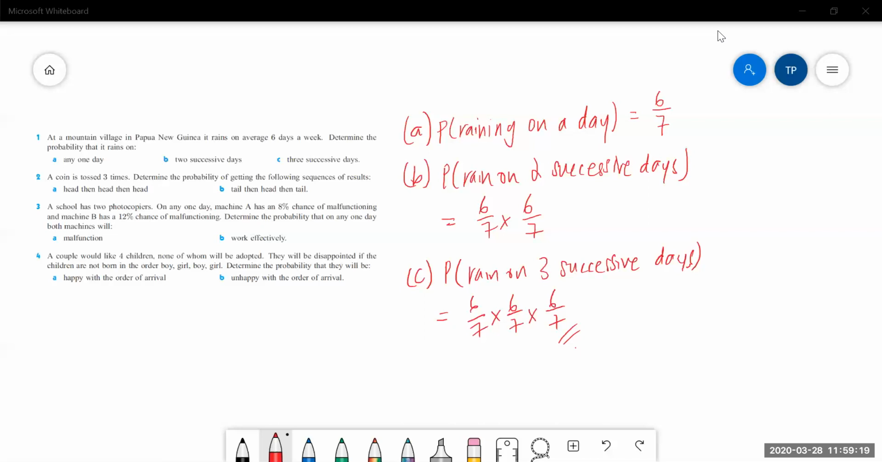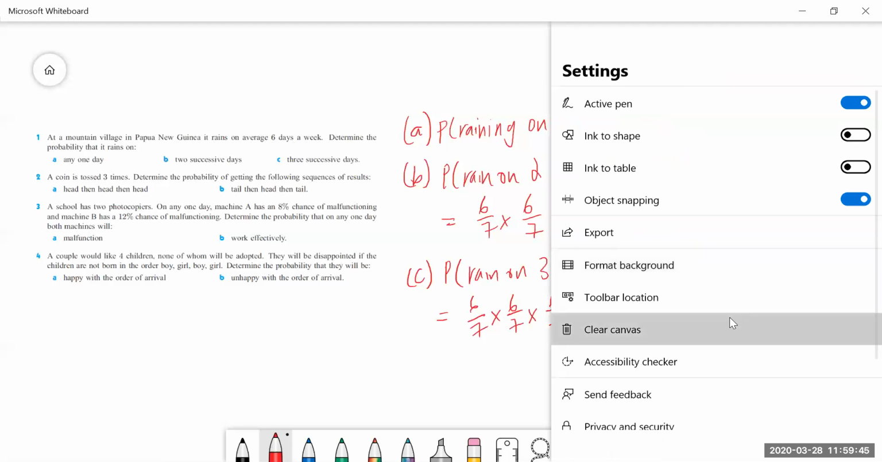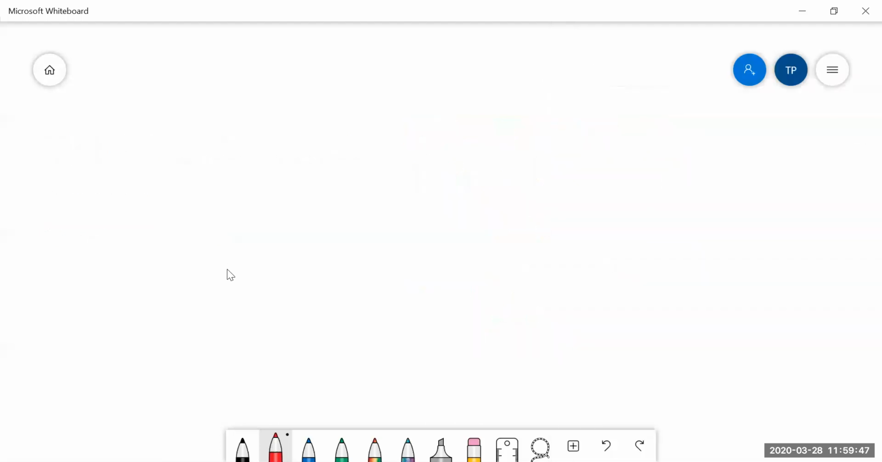Am I only supposed to do until question 3, or do I do question 4? Question 3. Okay, then I'm done. Okay, let's take a look. Can you see the screen? Yes. Question 1 we went through already. Oh dear.